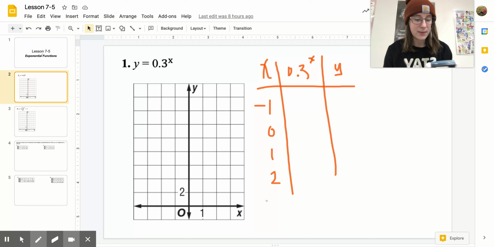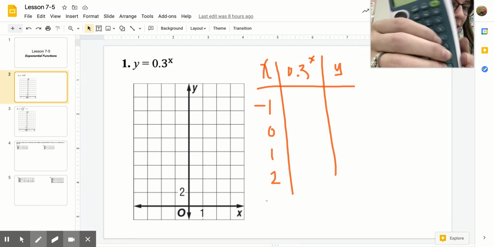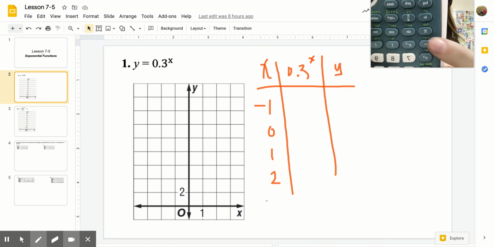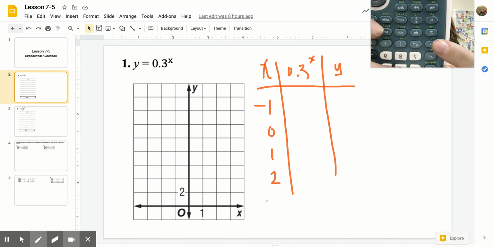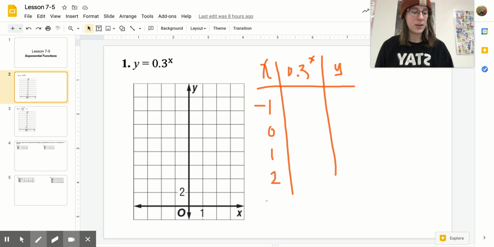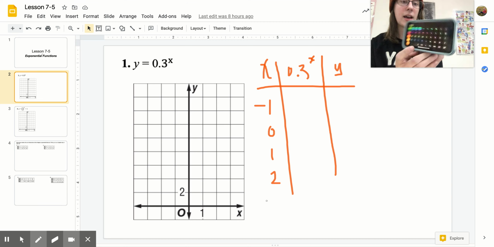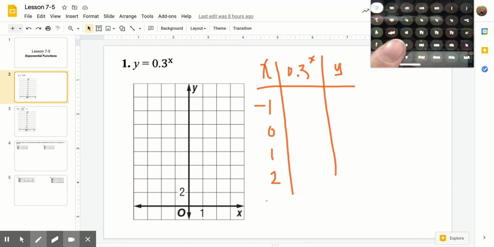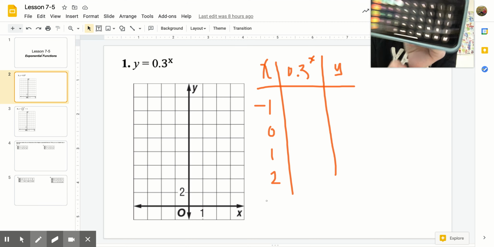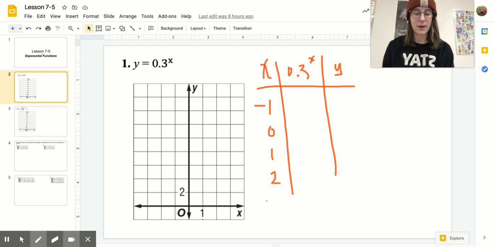Then you're going to press the caret button. The caret button looks like this. That's going to say to the power. On my phone calculator, there is an x to the power y right here. Sometimes it will have the little caret symbol, sometimes it's x to the power y, sometimes it might be something else, but you're going to say x to the power y, and then type in your value. The first one I'm going to have is -1.